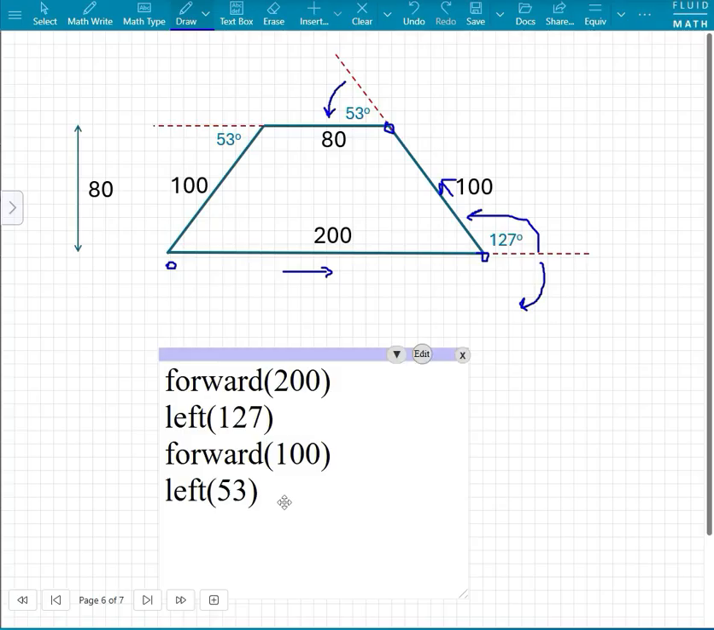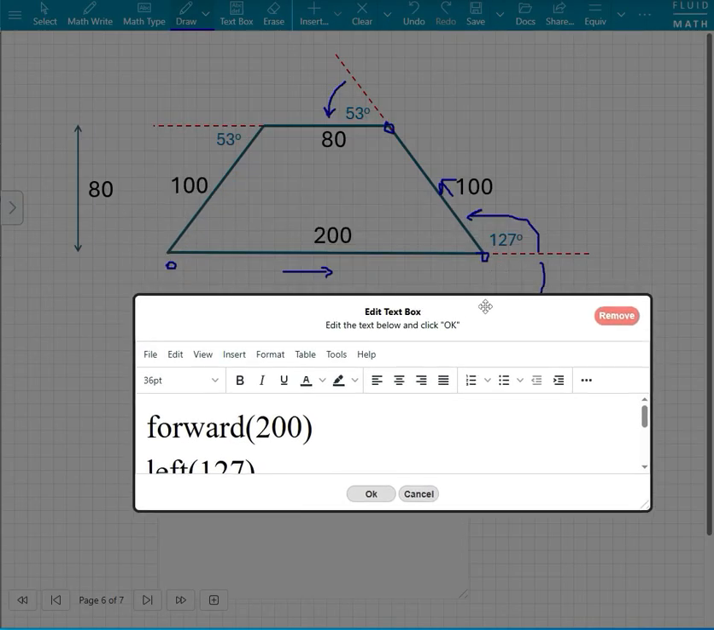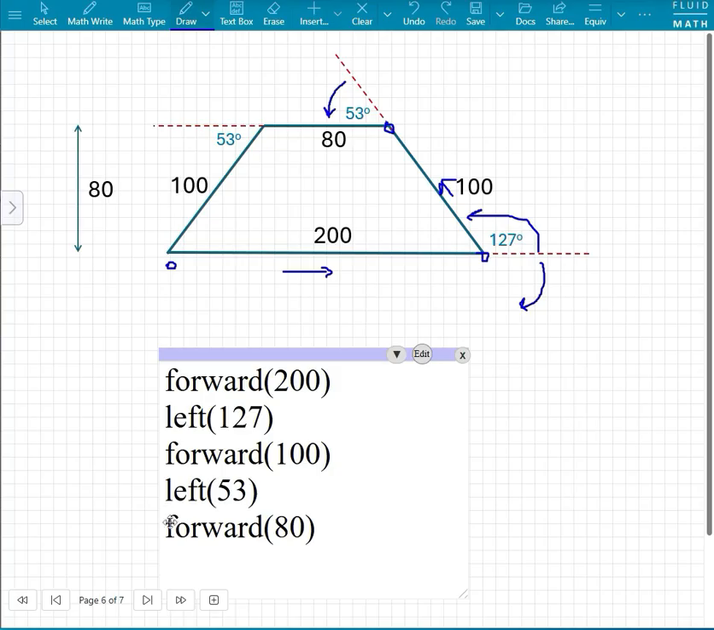So this is the code. You can add to this code, for example, after you make a 53 left, then you have to move 80. So here in this code, you can write forward 80. So I added this step. What you did is you moved forward by 80 and you will be arriving at this point.